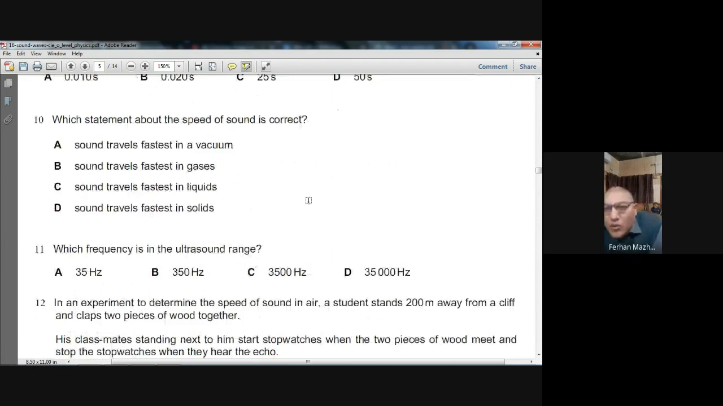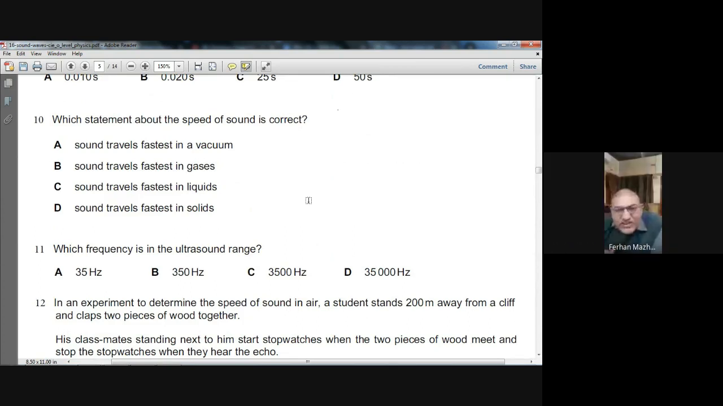Question number 10. Which statement about the speed of sound is correct? Sound, remember, the behavior of the speed of sound is different from the behavior of light. Sound will be fastest in solids, whereas light will be slowest in solids. So the behavior of light and sound is different in this regard.